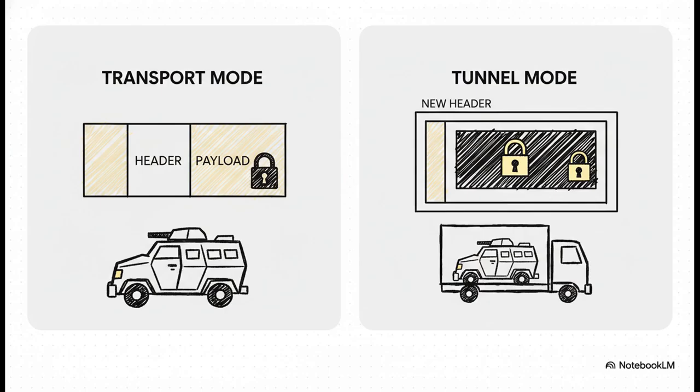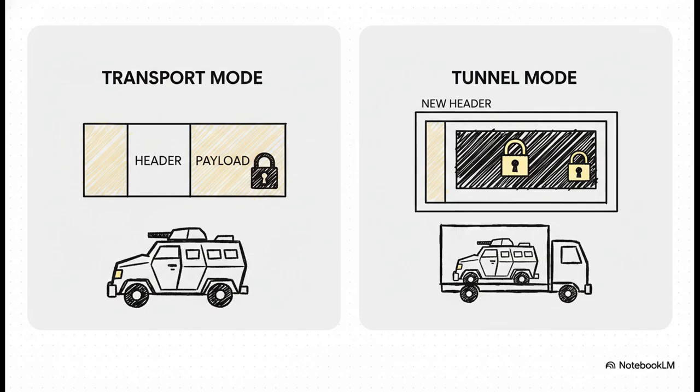Okay, this first choice is a big one. Transport mode versus tunnel mode. Now, I love the analogy on this slide. In transport mode, you're only encrypting the actual data, the payload. The addressing info, like where it's coming from and going, is still visible. It's like an armored car carrying valuables. You can't get to the goods, but you can see the car's route. This is great for end-to-end security.